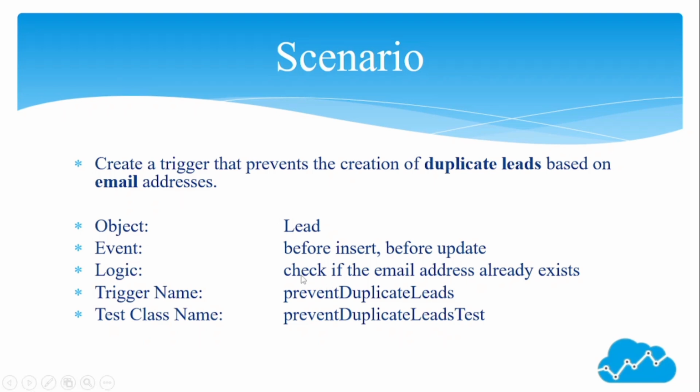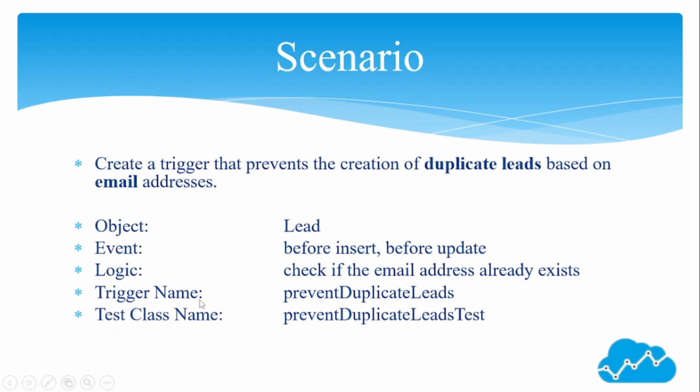What will be the logic or condition we have to write in this trigger? Here we have to check if the email address already exists. If that particular email ID we are going to insert is existing in the database of the lead object, then we have to throw an error message, or prompt a message that this lead is going to be a duplicate on the behalf of email address.